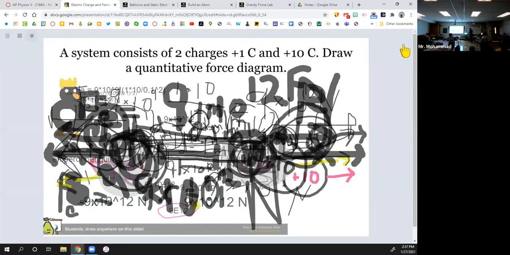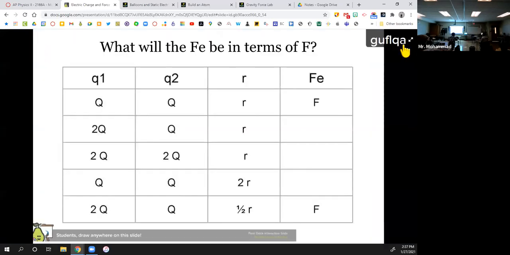All right. So two last questions, because rarely will you be asked to actually just calculate this straight. What you're going to be usually asked to do is to figure out what factor the electric force changes by if you alter something. So in this first case here, you have two charges of Q and a distance of R, and you end up with an electric force of F.